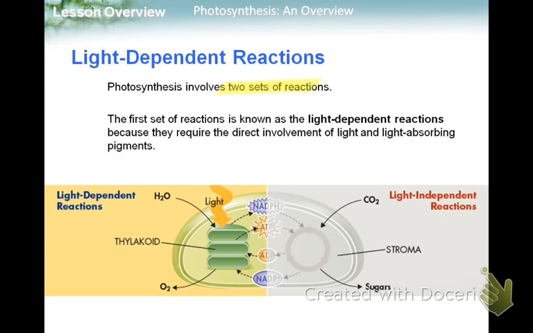There are 2 sets of reactions in photosynthesis. The first set is called the light-dependent reactions because they require light. They depend on light and the light-absorbing pigments. That's what you see on the left-hand side here. So you see light coming in, being absorbed by the chlorophyll in the thylakoid, and water goes in here as well. This is where oxygen is released. And then what is produced, and we'll go into the specifics, what is produced by the light-dependent reactions goes to the light-independent reactions.